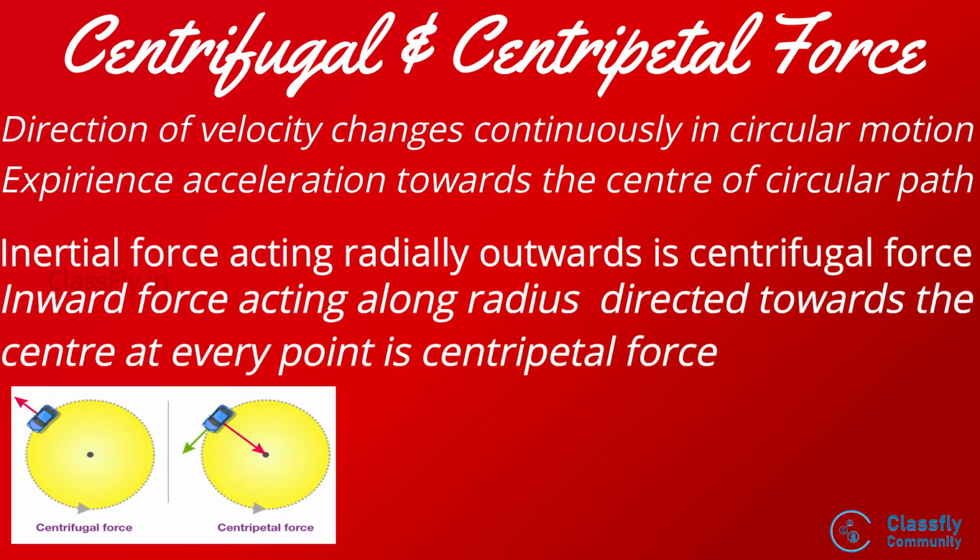Hence, the centripetal acceleration a is given by v square divided by r, where v is the velocity of the moving object and r is the radius of the circular path. Also, the centripetal force, which will be equal to the centrifugal force, is given by w v square by g r, where w is the weight of the body, v is the velocity, r is the radius of the circular path, and g is acceleration due to gravity.